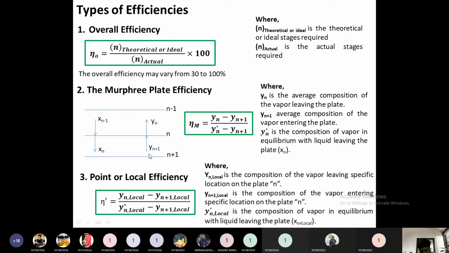You have to first evaluate the compositions. What are the mole fractions around that plate? Then you can use this formula. Many times my industrial friends ask how to calculate this efficiency. This is very important because every industry has distillations ranging from normal to more complex.